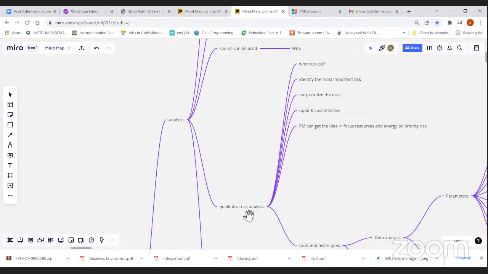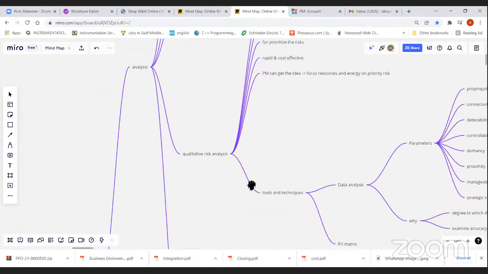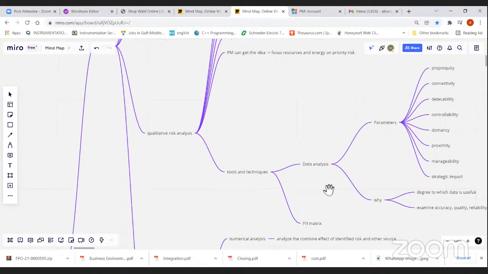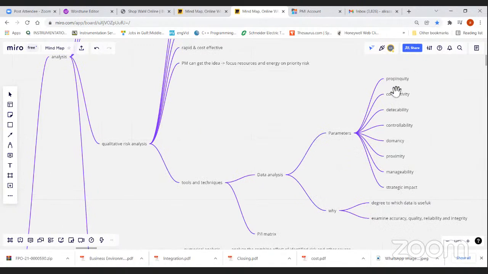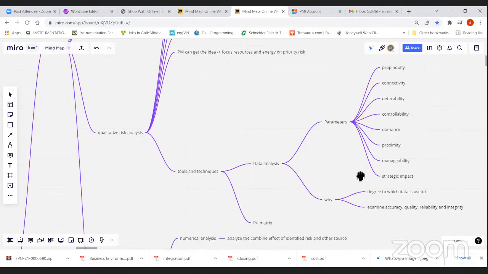Then we have a qualitative risk analysis where we are covering when to use: identify most important risk, prioritize the risk, rapid and cost effective. PM can get the idea, focus resources and energy on the priority risk. Tools and techniques: data analysis, probability-impact matrix, parameters. In parameters, there are different things we are covering. Then there is a wide degree to which data is useful, examine accuracy, quality, reliability, and integrity.